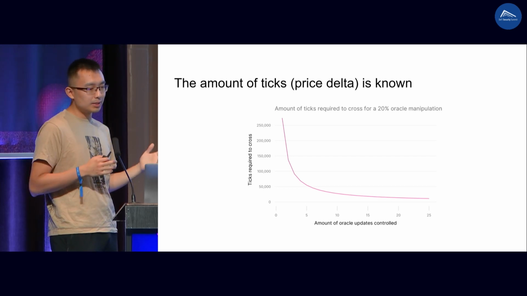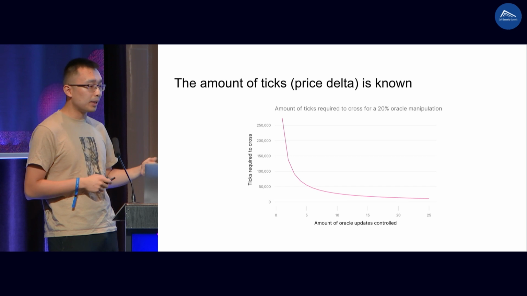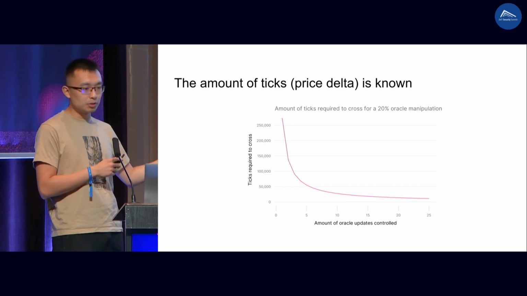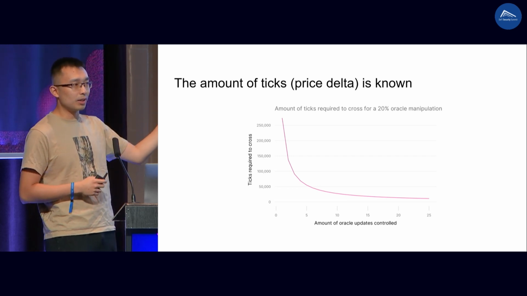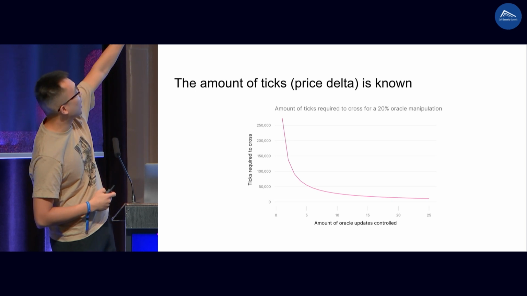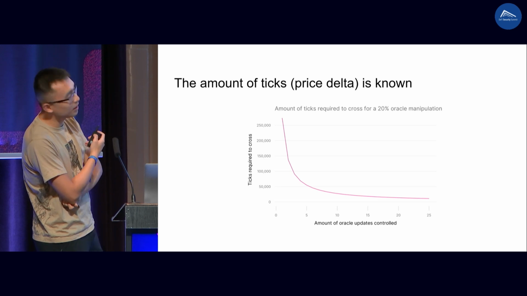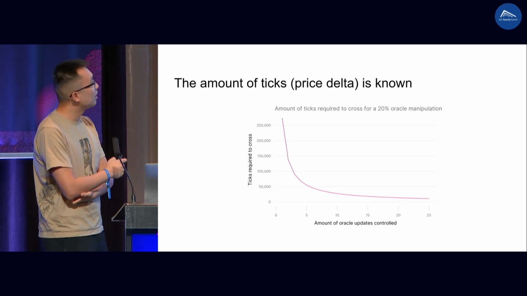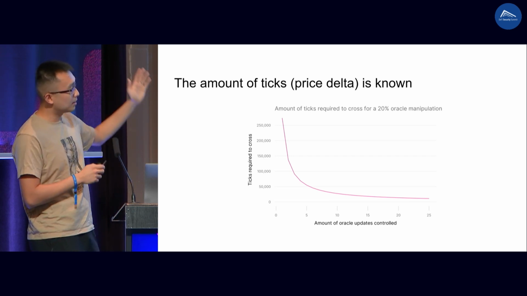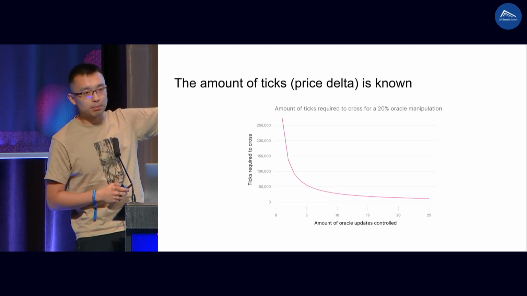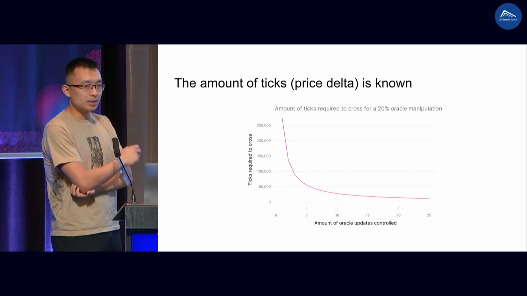So if you want to manipulate a 30-minute average, or the geometric mean of it, by 20%, you effectively have to, let's say you control one block, then you have to move the tick, or the price, within that block by somewhere near the scale of 250,000 ticks within one block, which is a lot of money for a deep pool. And as the number of blocks you control increases, this amount decreases pretty fast.